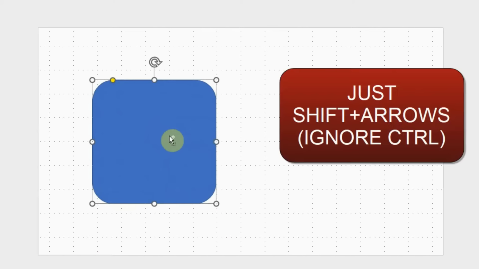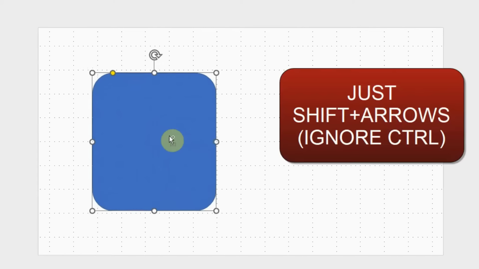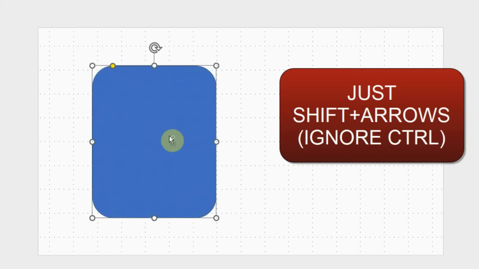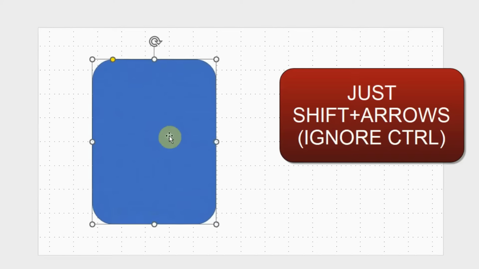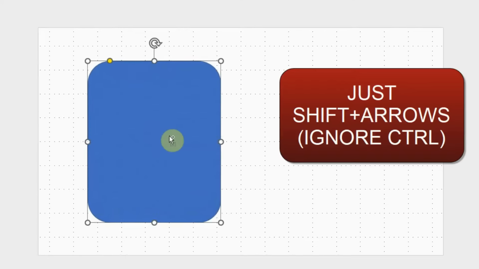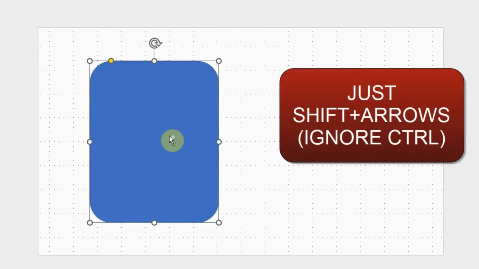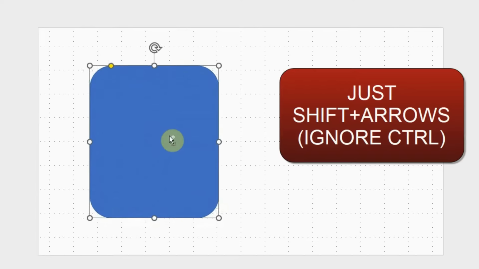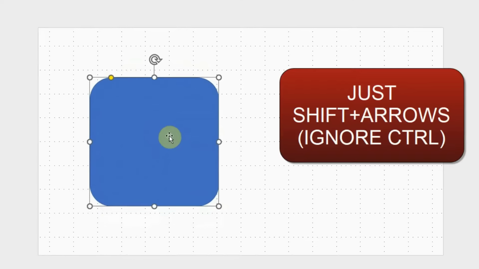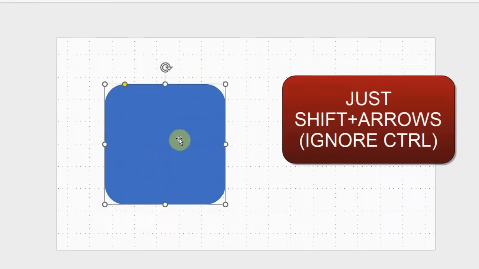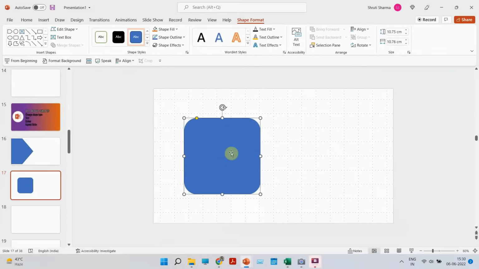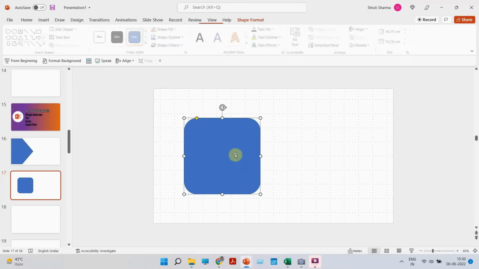You could also use a shortcut to increase or decrease the size of the shape. Click on the shape, press Ctrl Shift and play with the arrow keys. So I'm pressing the upper arrow and you can see the shape is getting increased from top and bottom. If you want to increase the breadth of the shape, press Ctrl Shift and right arrow key. If you want to reduce, press the left arrow key. If you want to reduce the length, press the bottom arrow key. So that's how you can increase or decrease the size of the shape using just the keyboard.